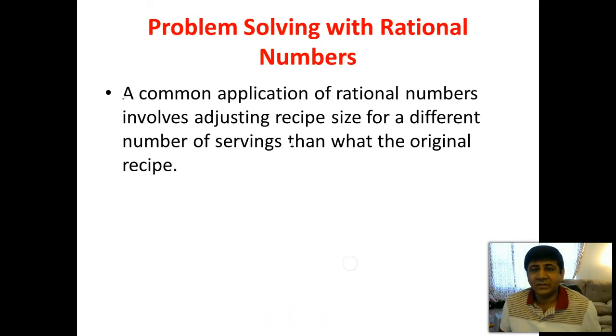Let's look at some applications of rational numbers, or whatever we learned in this lecture involves. A very common application of rational numbers is when you have to adjust a recipe. Suppose your original recipe, your grandma's recipe, is for 4 people, and now you have to adjust it for 6 people. If it is for 8 people, maybe we will double everything, but if it is for 6 people or 9 people, how do we adjust the ingredients in the original recipe?